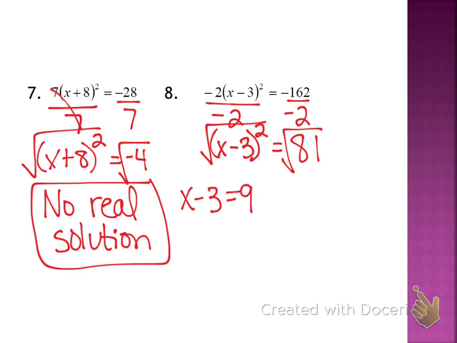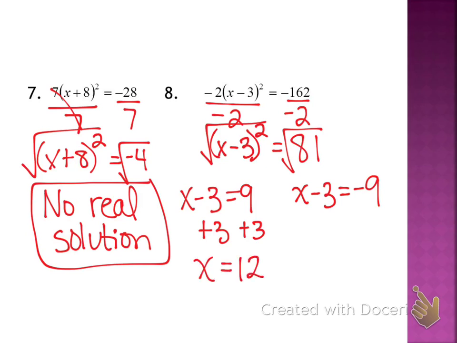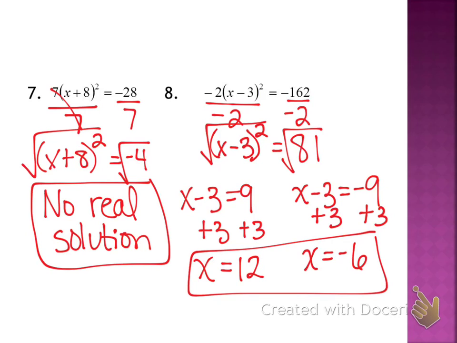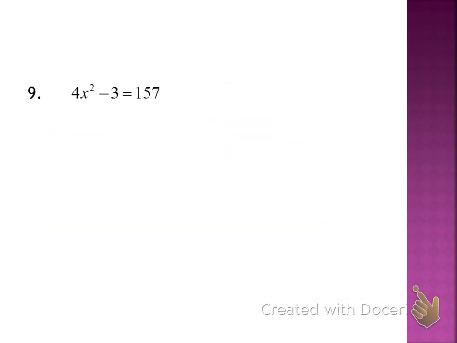X minus 3 equals 9, or? Good. Last thing I need to do to solve these: add 3 on both sides, so x equals 12, or x equals -6. Good. Questions, concerns? All right.